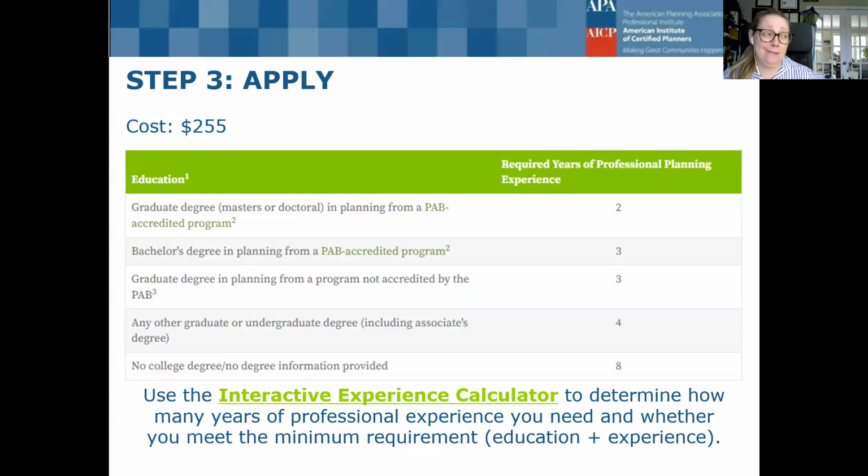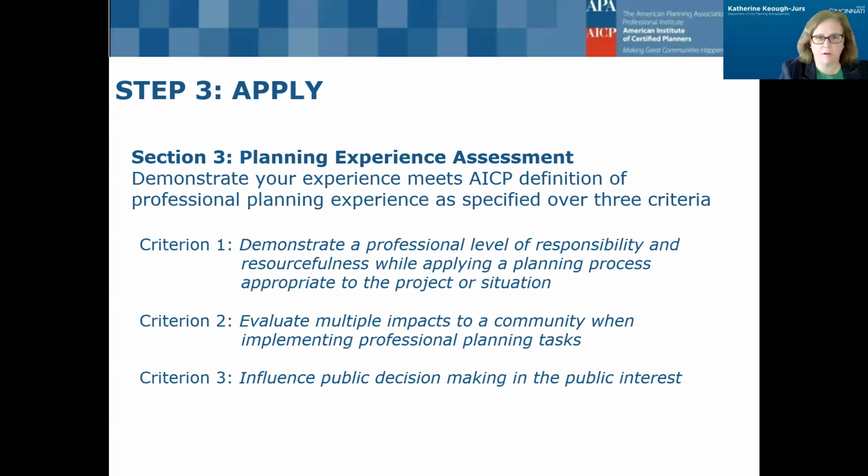And also, if you're like, I don't know if I went to an accredited program or not, there's this interactive experience calculator. You'll type in or look from a list of schools, and the calculator will tell you whether your school is accredited. And PAB is the Planning Accreditation Board. It's a national board that literally goes through accreditation for schools to determine whether or not they meet the standards for their planning programs.